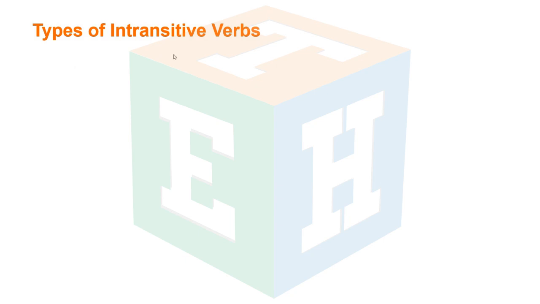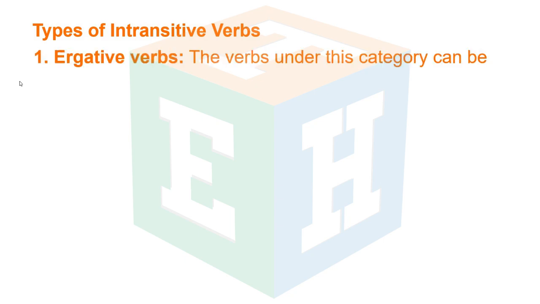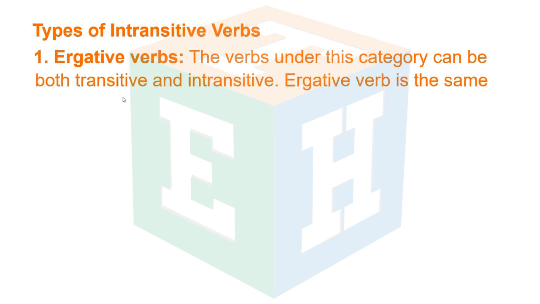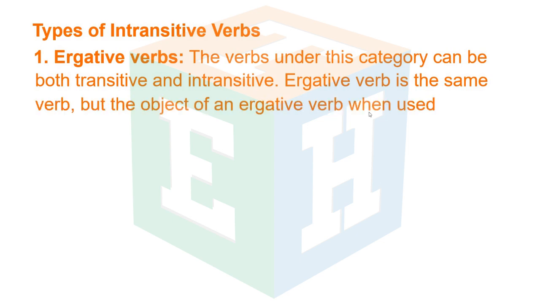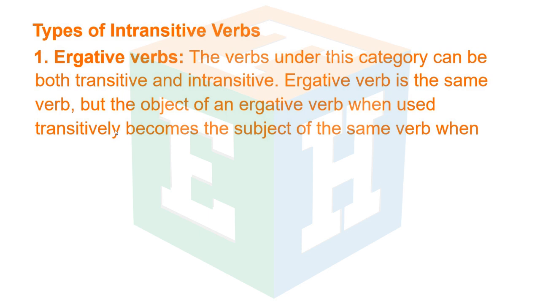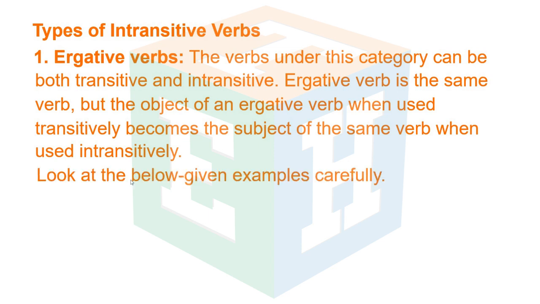Types of intransitive verbs. Number 1, ergative verbs. The verbs under this category can be both transitive and intransitive. An ergative verb is the same verb, but the object of an ergative verb when used transitively becomes the subject of the same verb when used intransitively. Look at the below given examples carefully.